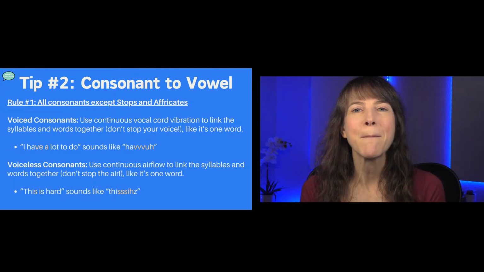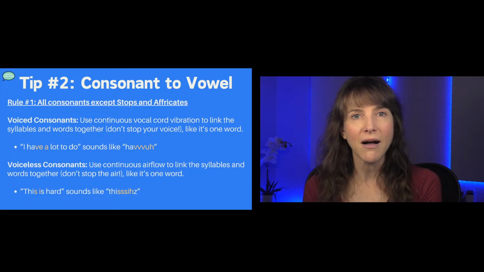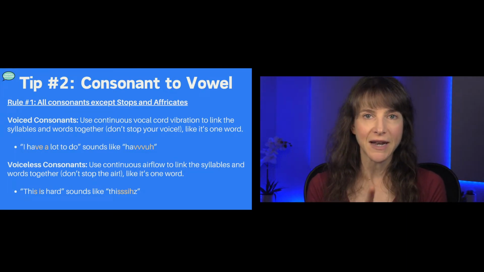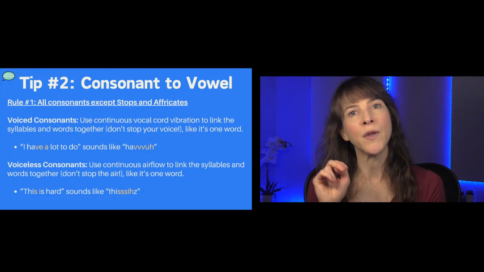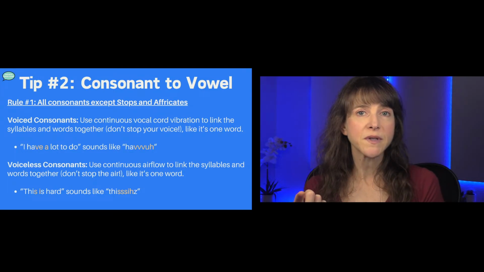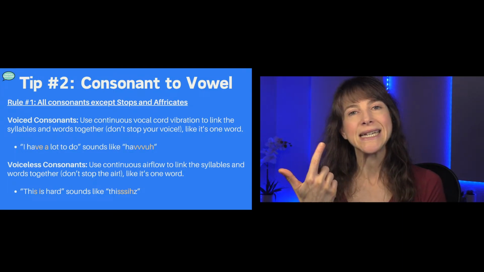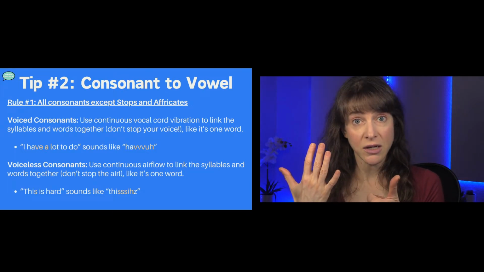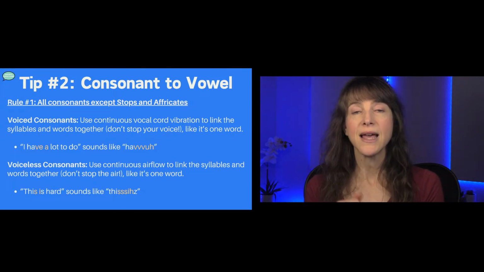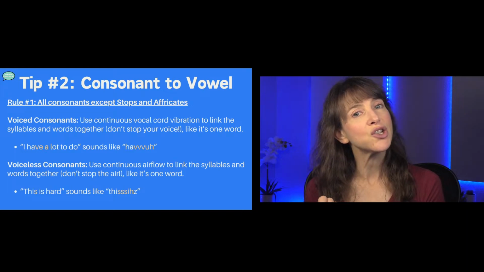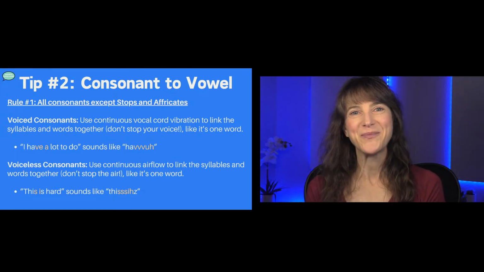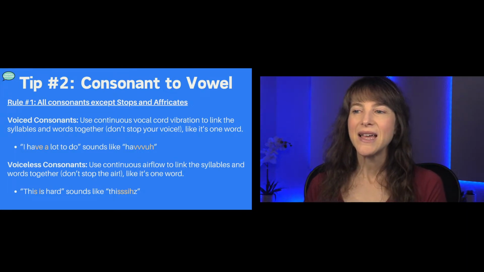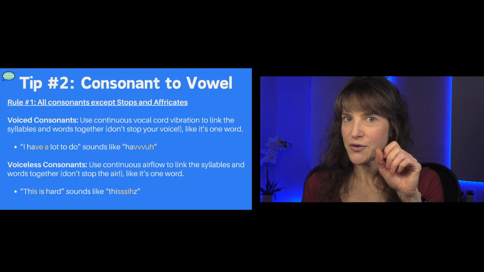So rule number 1. This rule applies to all consonants except for stops and affricates, and we'll get to the rule about those in a second. Your stops are the P, B, T, D, K, G consonants, those 6 consonants, and your affricates are the CH and the J sounds. So all the other consonants, we have to break up into further groups.